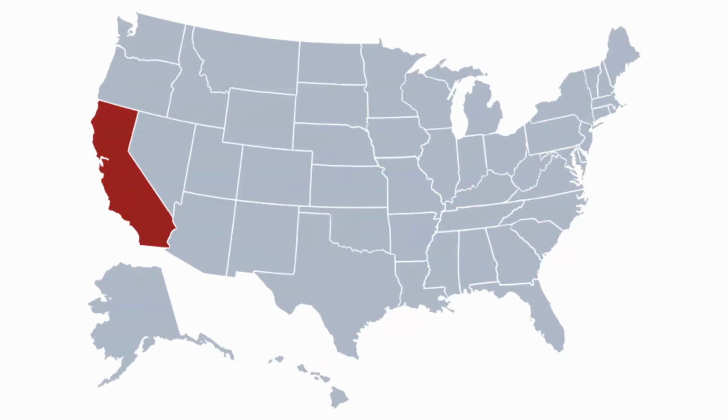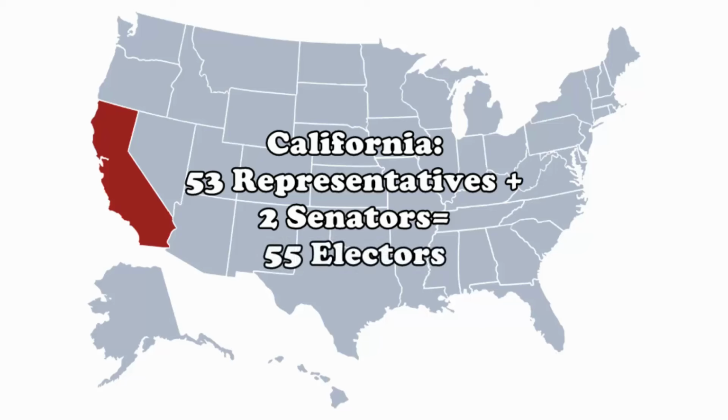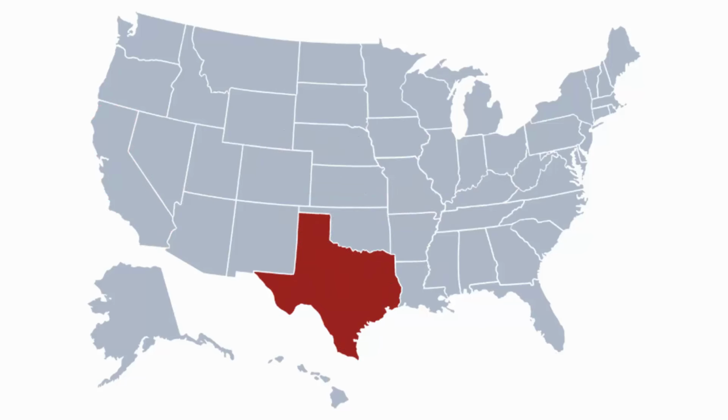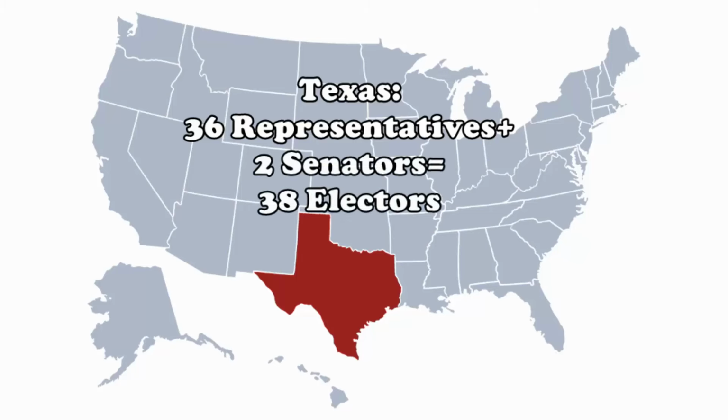For example, in the 2012 presidential election, California had the most electors with 55. This is because California has 53 representatives in the House of Representatives and 2 senators. Texas had the second most electors in the 2012 election, with 38. This is because Texas had 36 representatives and 2 senators.